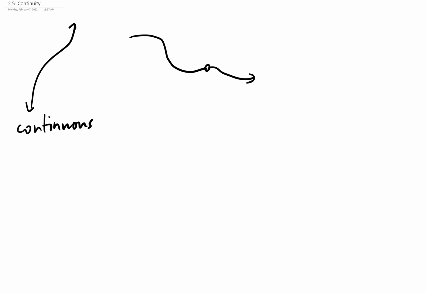2.5 continuity. If you have a function like this, this is continuous. See, there's no gaps, no holes, you don't lift your hand up at all. And if you have something like this, one not continuous, there's a hole in there. We call it discontinuous.